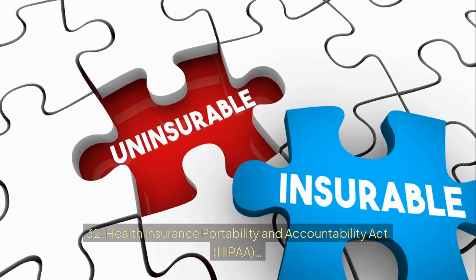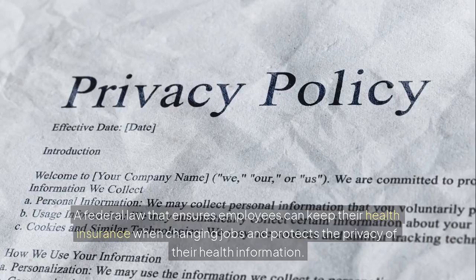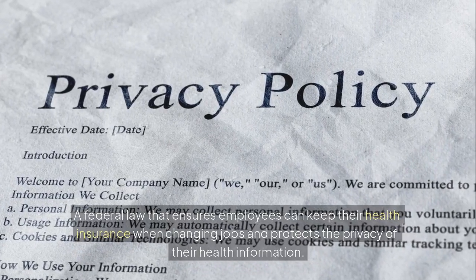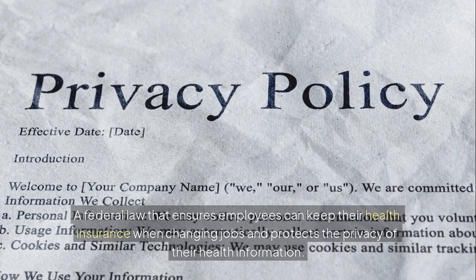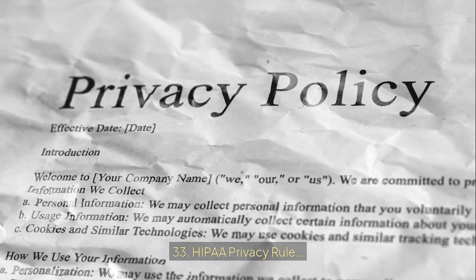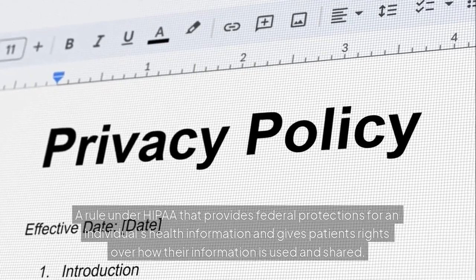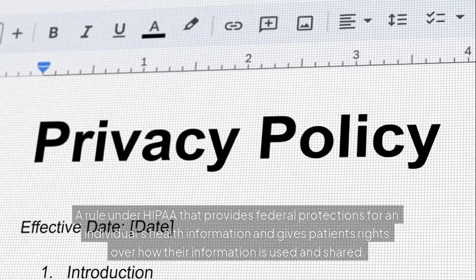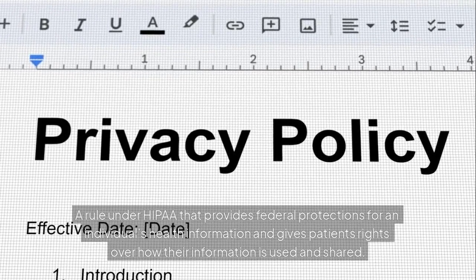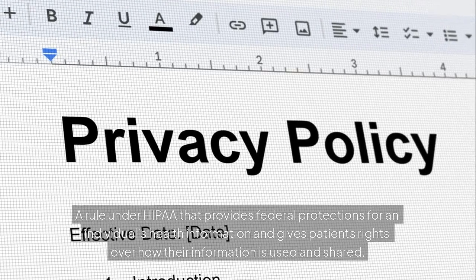32. Health Insurance Portability and Accountability Act, HIPAA. A federal law that ensures employees can keep their health insurance when changing jobs and protects the privacy of their health information. 33. HIPAA Privacy Rule. A rule under HIPAA that provides federal protections for an individual's health information and gives patients rights over how their information is used and shared.